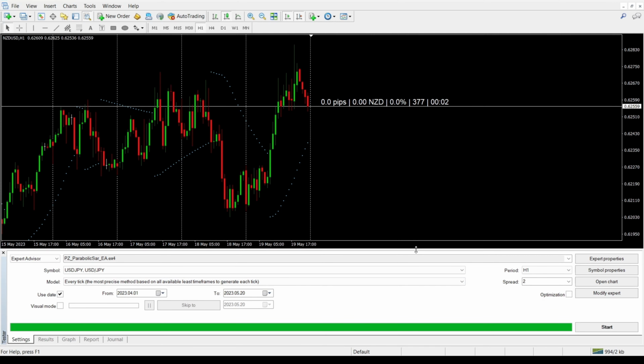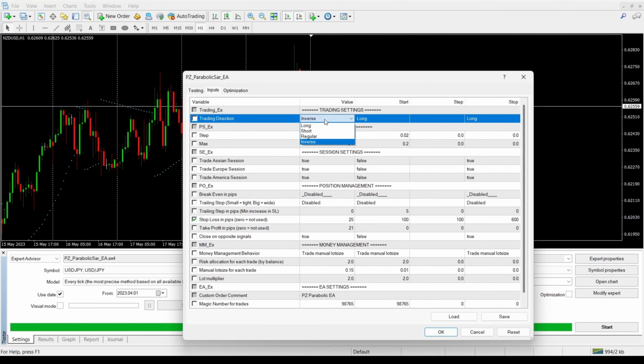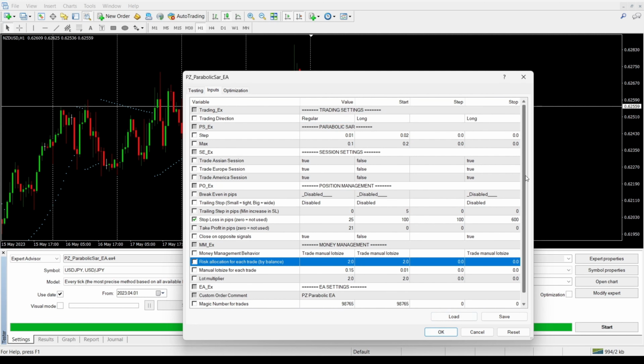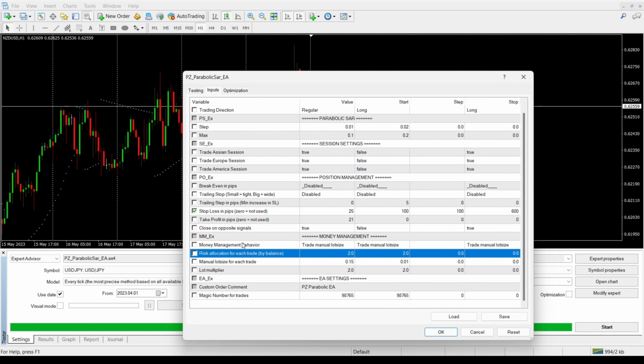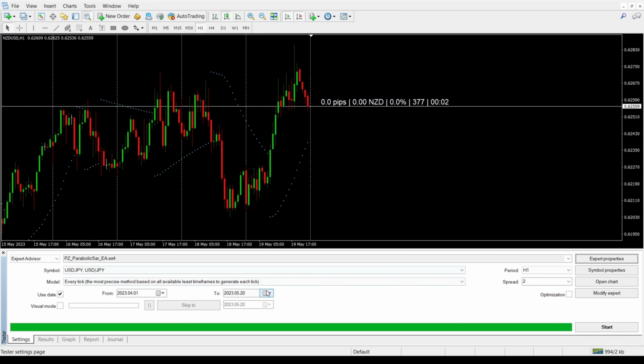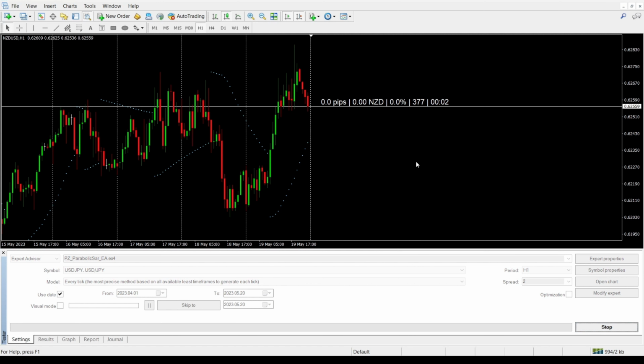Okay, so if we look quickly at the strategy, if we run it on the hourly time frame with the regular setting, meaning that it's going to trade the regular direction, buying when the dot appears at the bottom and selling when the dot is at the top. Okay, we're going to run this quickly. I won't do a visual test, I'll just do a normal test quickly.